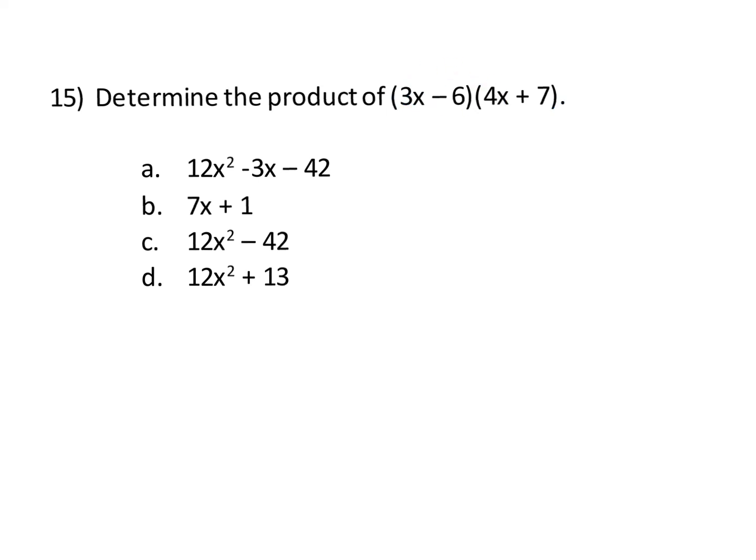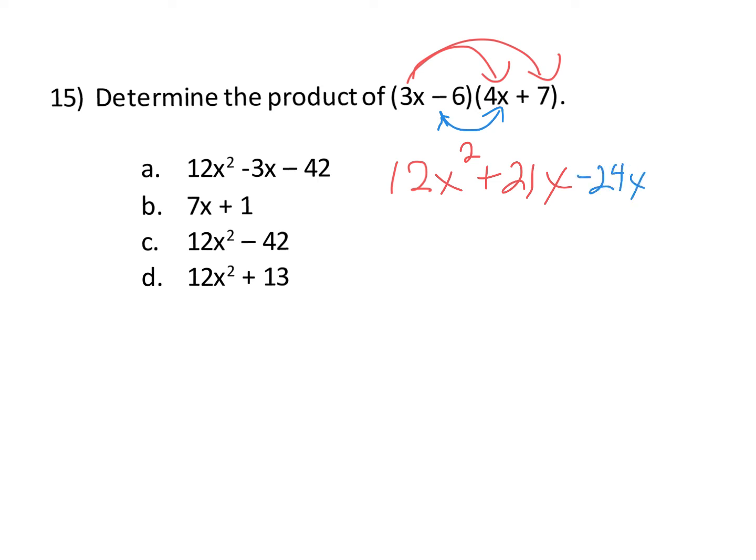I'm going to start at the front, with 3x times 4x. 4 times 3 is 12. When you multiply x times x, you add the exponents, and we get x squared. Then I'm going to multiply 3x times 7, and that is 21, so plus 21x. All right, then I'm going to go to this second term in the first expression, which is negative 6, and I'm going to multiply that times 4x. Well, 6 times 4 is 24, but that's a negative, so minus 24x. And then on the outside, negative 6 times 7, that's minus 42.